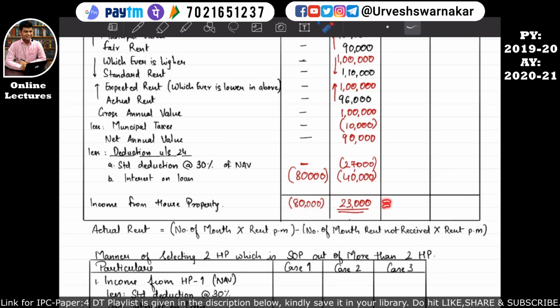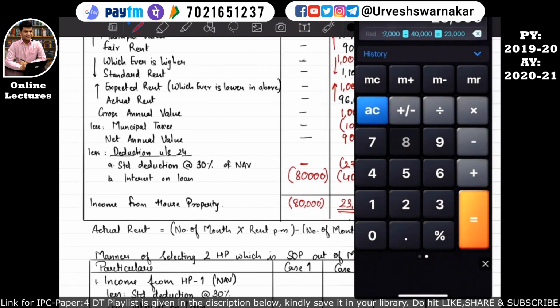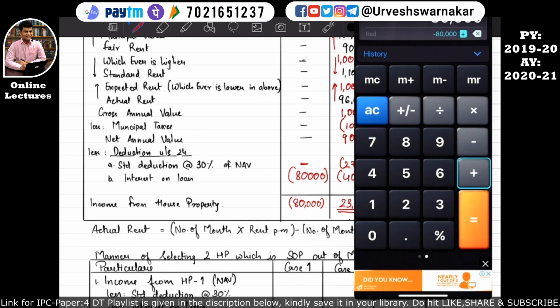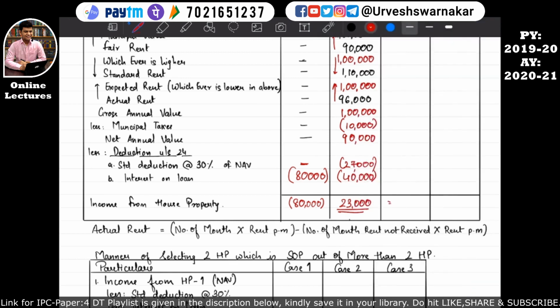So the difference of these two will be equal to 80,000 minus 23,000. So basically 57,000 loss will be carried forward. I hope this is quite clear to you.